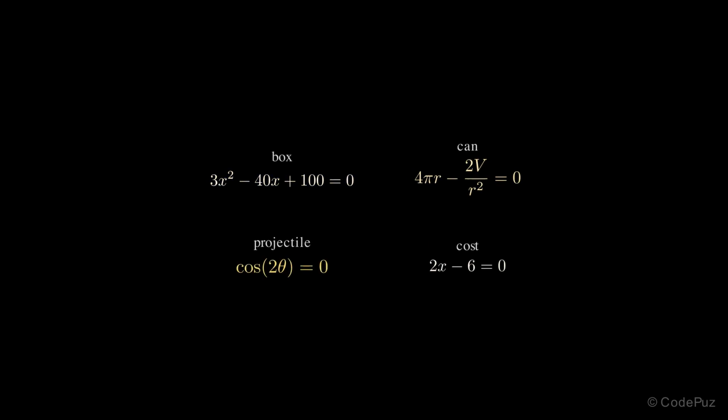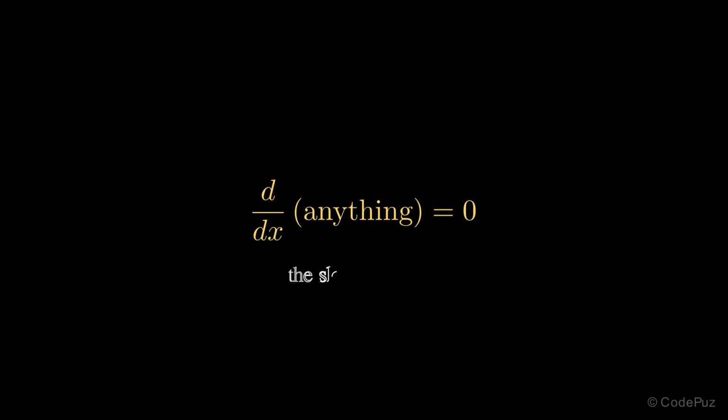But now look back. The box, the can, the projectile. Every single one ended the same way. Set the derivative to 0 and solve. That is all optimization is. The derivative measures slope, and the best answer lives where the slope goes flat. One idea, for problems, endless uses.